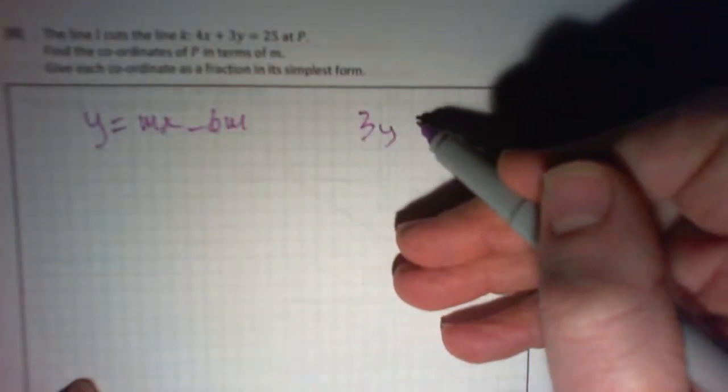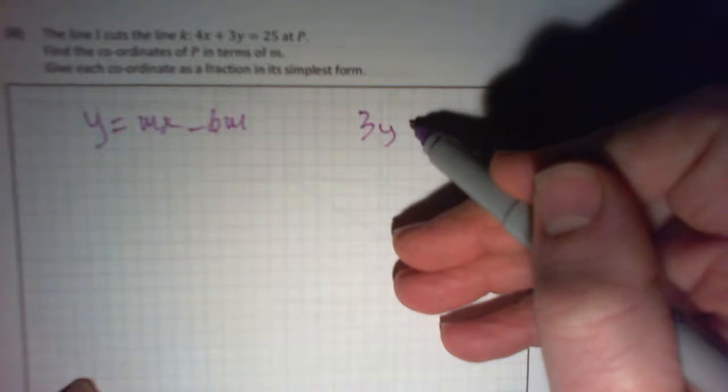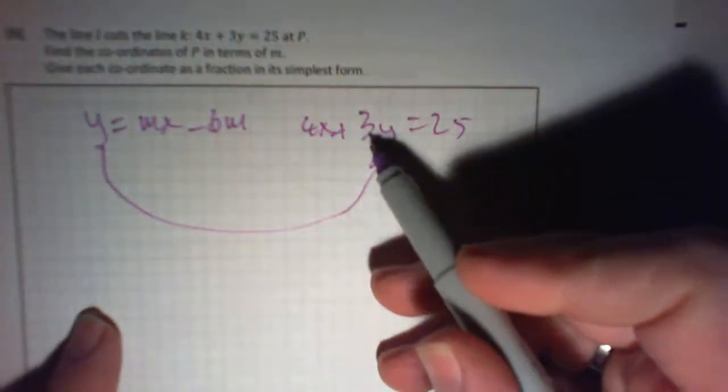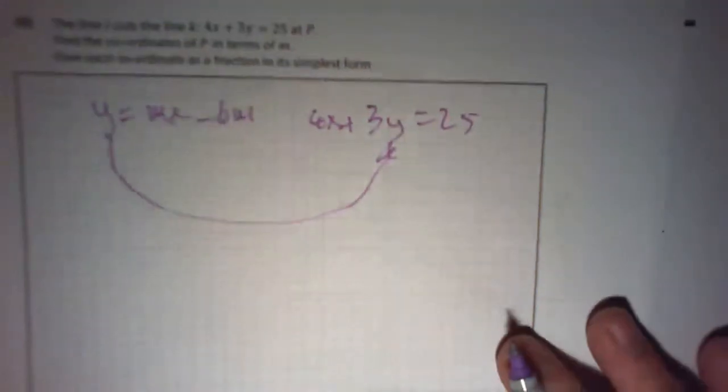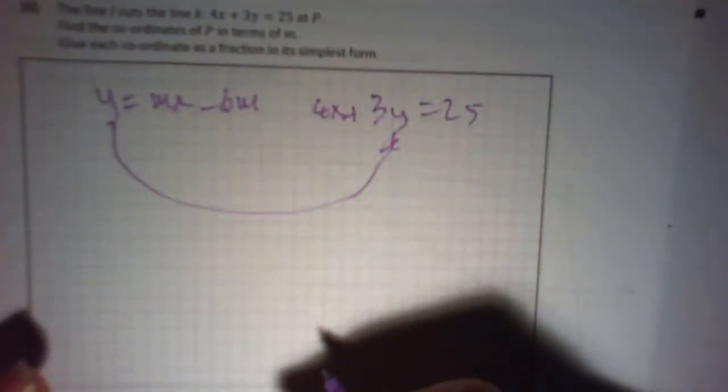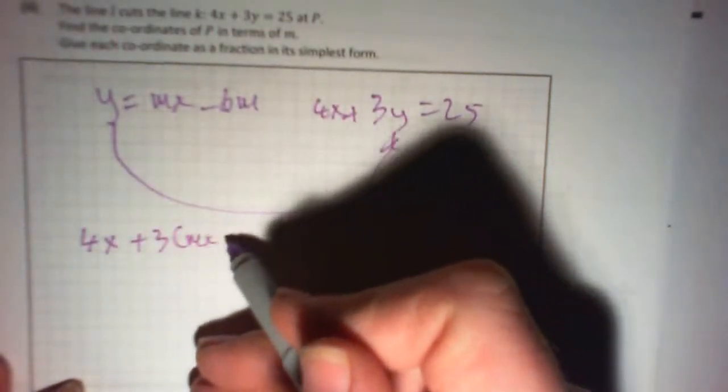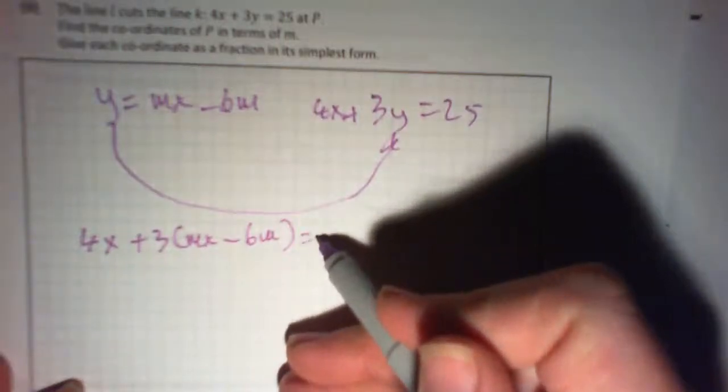So let's try that. From part 1, we have y is equal to mx minus 6m. We're going to substitute that y value into 3y plus 4x equal to 25. So what we're going to do is substitute that y in there, then solve it for x, substitute it back in and solve for y. That's the idea. So let's give this a go. We're going to solve for x. So 4x plus 3 times (mx minus 6m) equal to 25.